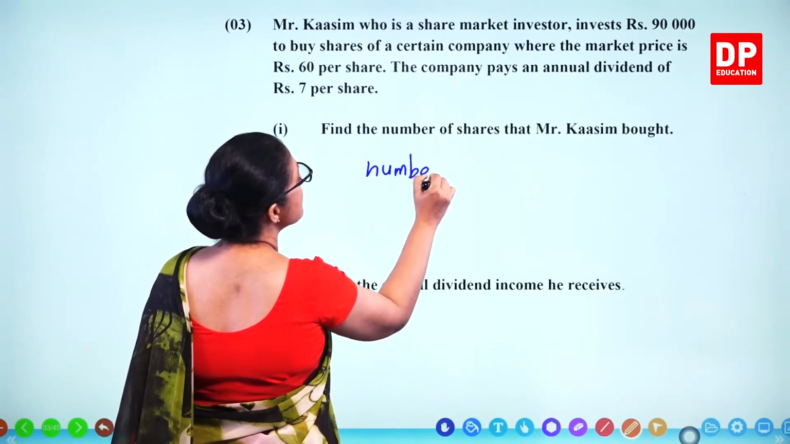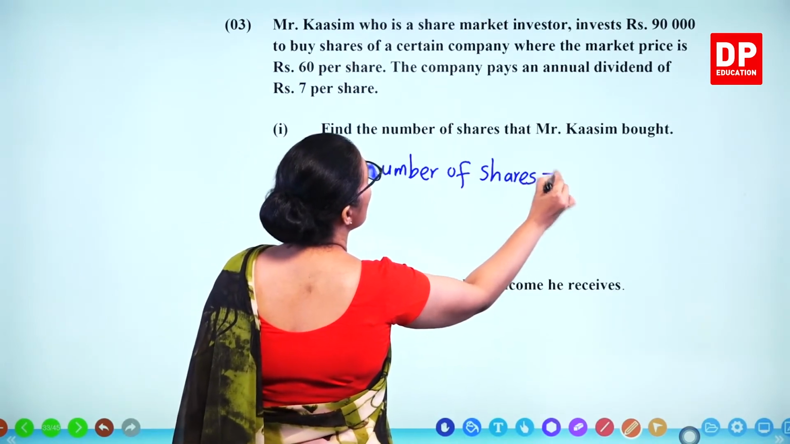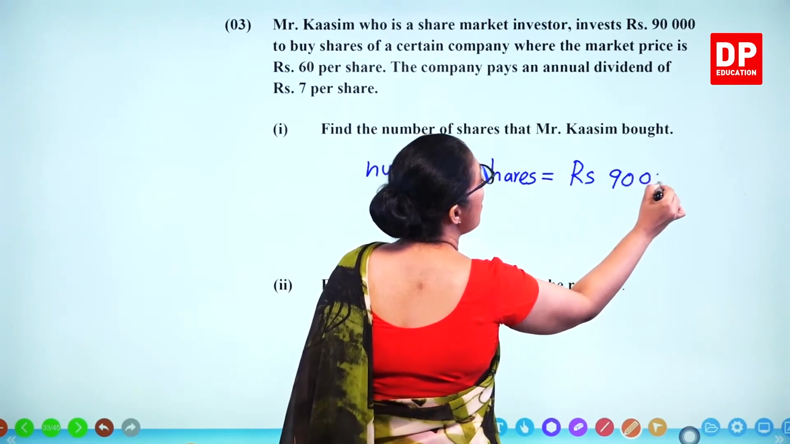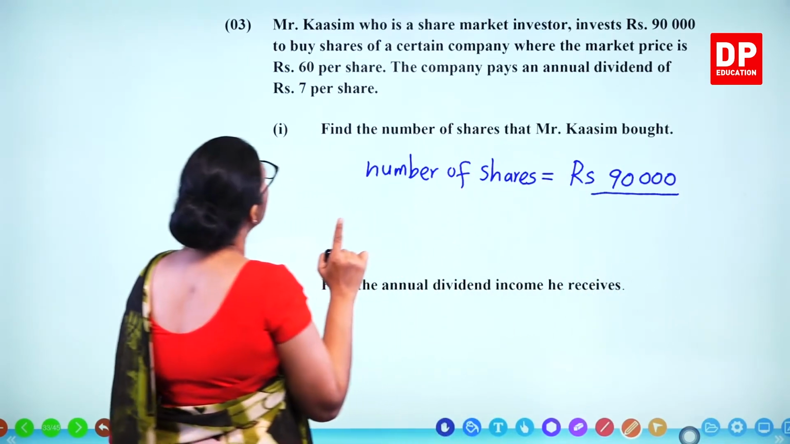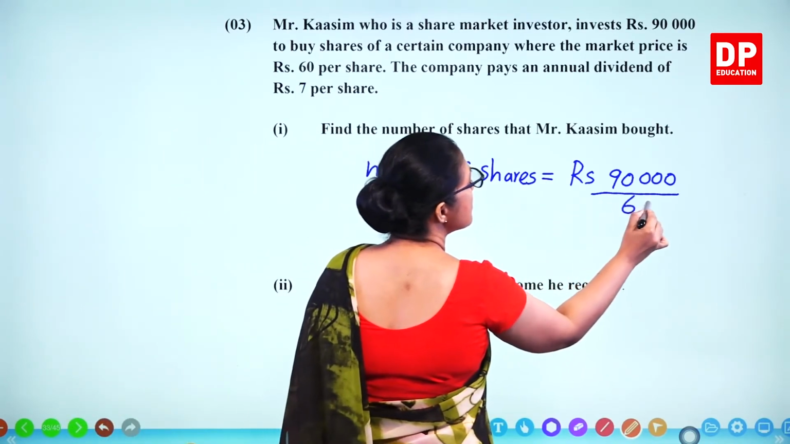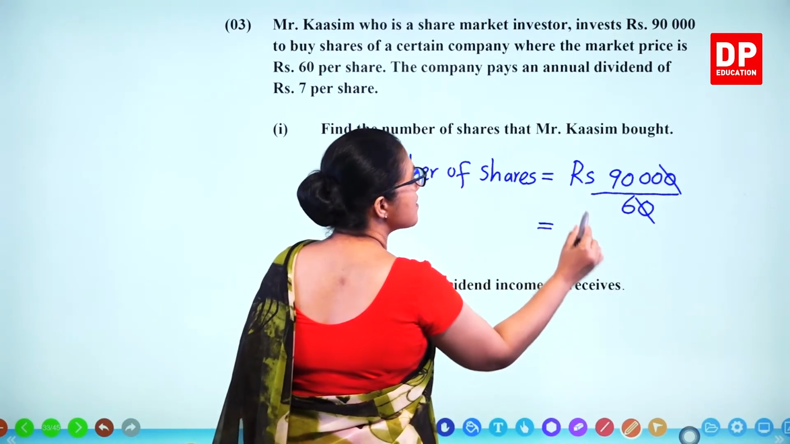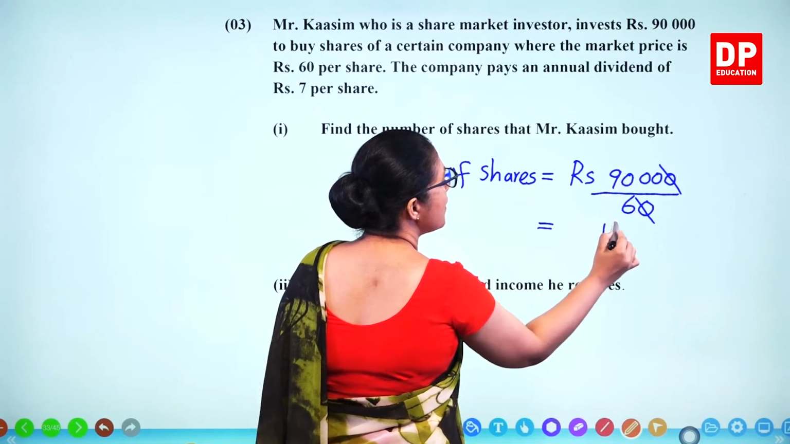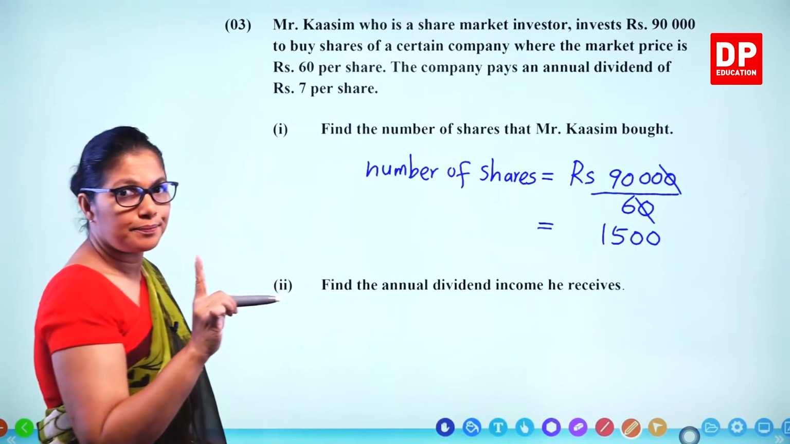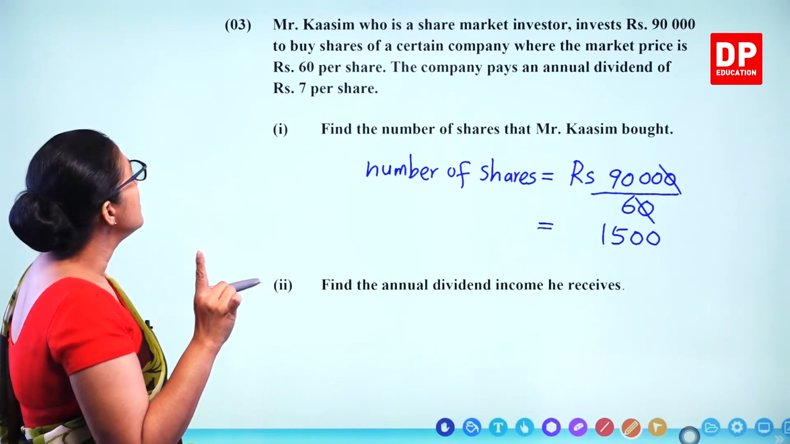Number of shares is equal to 90,000, that's the invested amount, divided by market price of a share. That's 60 rupees. The 0s get cancelled out. 6 times 1, 6. For 30, that's 5. 1,500 shares are there. Find the annual dividend income he receives.